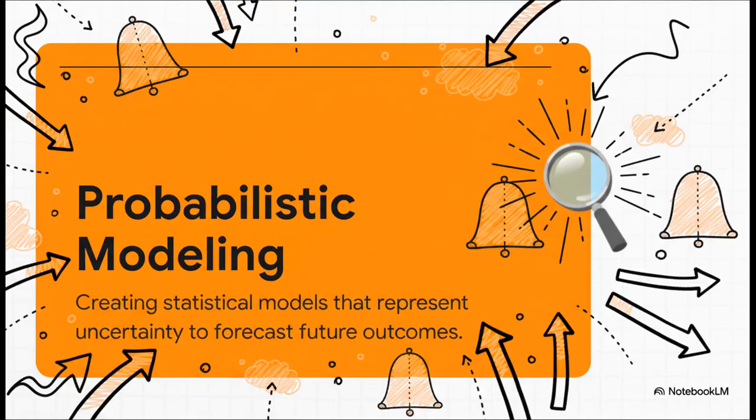Okay, so here's the textbook definition, but let's break it down. Probabilistic modeling is all about building statistical models that, well, they don't give you just one neat answer. Instead, they represent uncertainty using things like random variables and probability distributions. The key idea here is that they're designed to forecast a range of possible futures, and they'll even tell you how likely each one is.